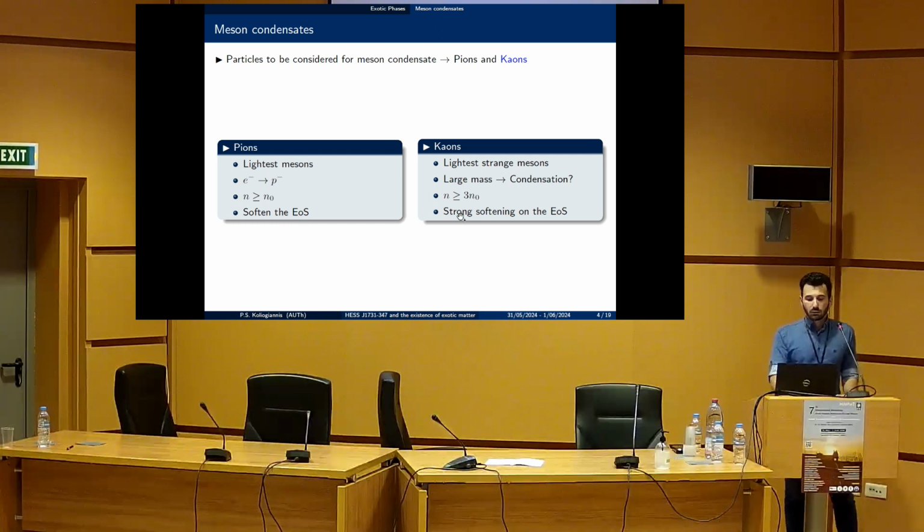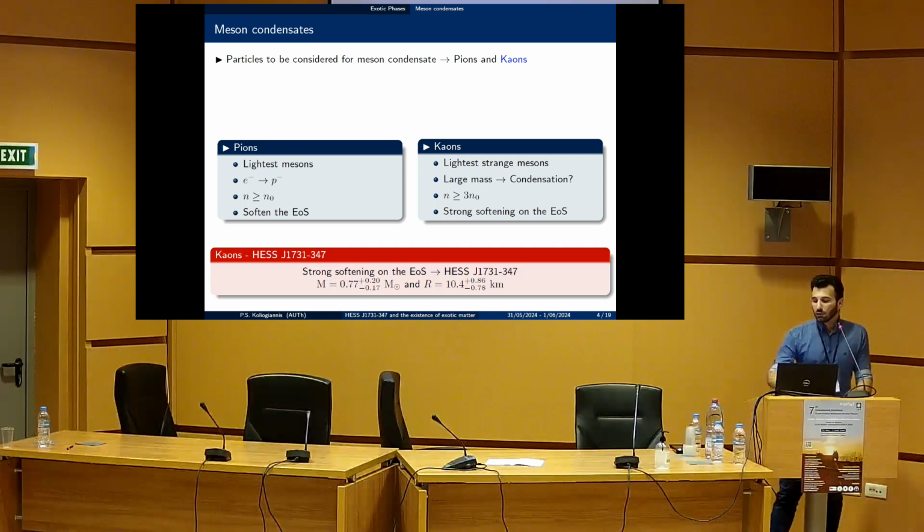Moving on to kaons, which is the main topic of the presentation. Kaons are the lightest strange mesons, but due to their large mass, their condensation was not obvious. However, it was shown that the negative kaons can condense into a zero momentum state at around 3 times the nuclear saturation density, and also lead to a strong softening of the equation of state. This is also the reason that we believe that kaon condensation can be a possible explanation for this event with this low mass and radius.